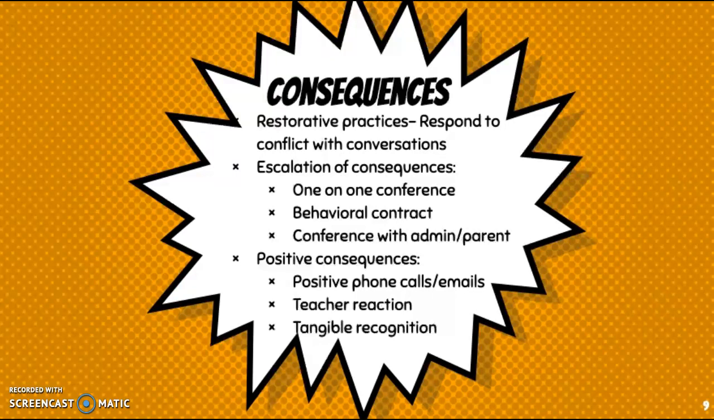As far as escalation of consequences goes, we'll start with a one-on-one conference between the student and the teacher. If the problem still persists, then we'll move on to creating a behavioral contract where both the student and the teacher agree to certain consequences for certain actions. And finally, if the problem still persists, then a conference with the admin or a parent would be necessary.